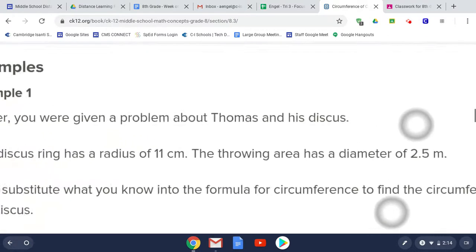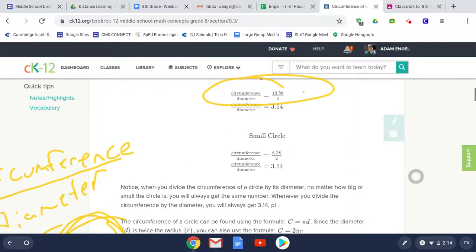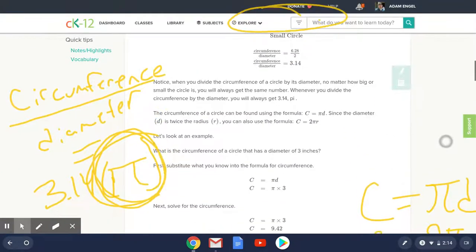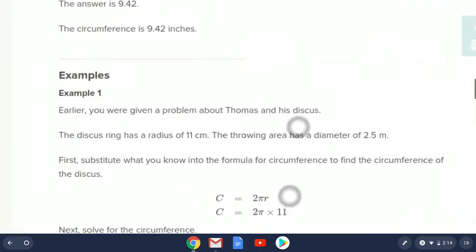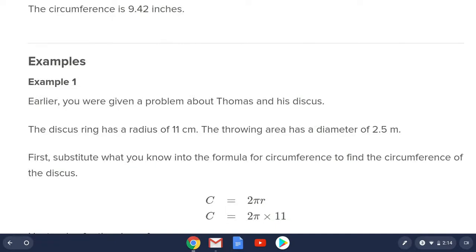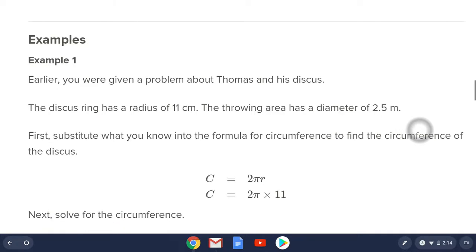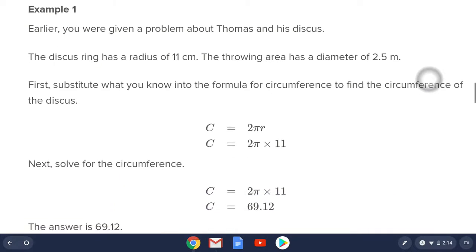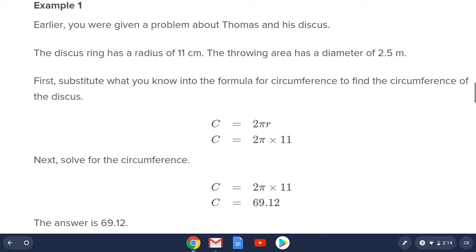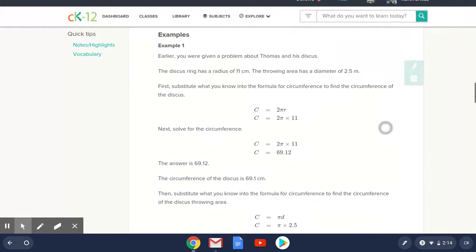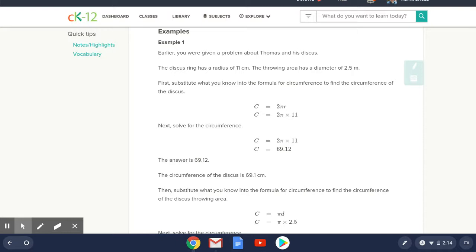So if it has a radius, which formula are we using? We need to use our radius formula, right? So C equals 2 times pi times r. We know that. So use your calculator. 2 times 3.14 times 11. What do we get? We would get 69 and 12 hundredths. So the circumference of the discus is 69 and 12 hundredths.